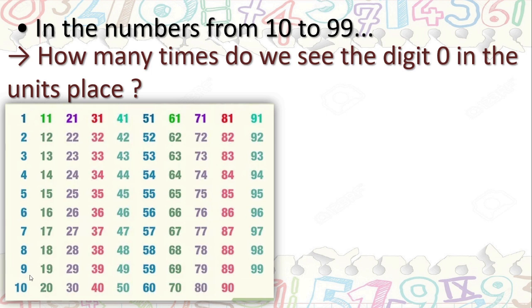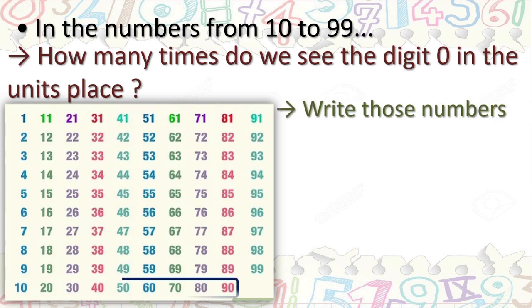See dear children, very easy it is. Yes, you are right. In the last row we can see 0 in the units place. Right? We will draw a rectangle. Okay? And then we will write these numbers over there. See dear children, 10, 20, 30, 40, 50, 60, 70, 80 and 90. These numbers have 0 in their units place. Right? So, same thing we will copy here.